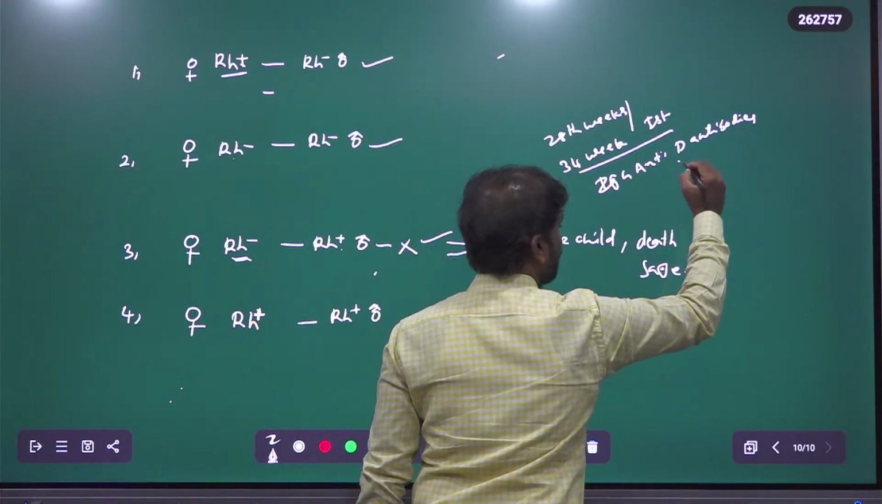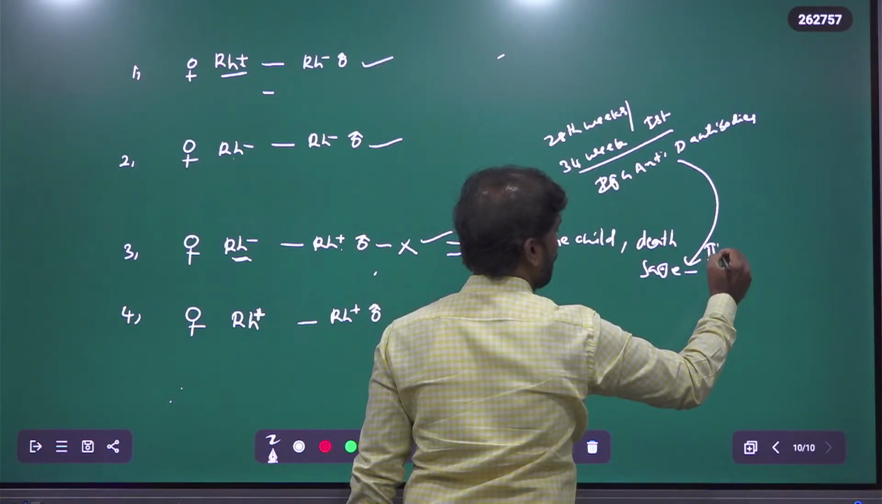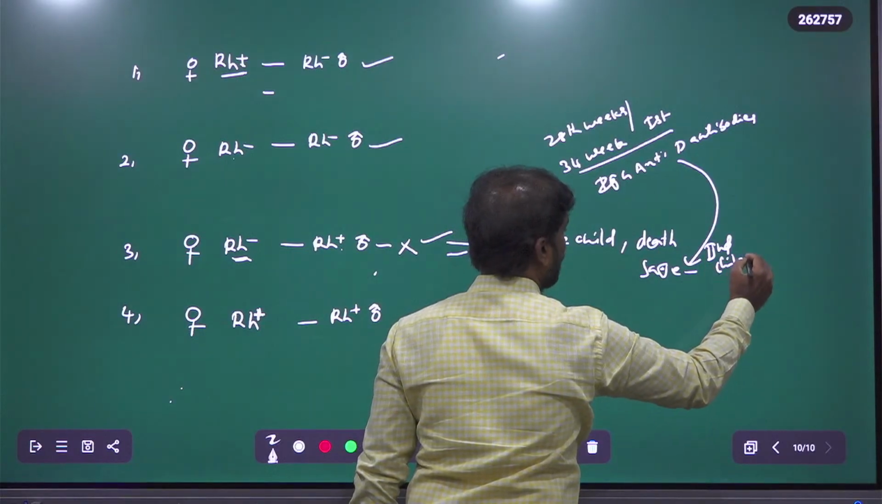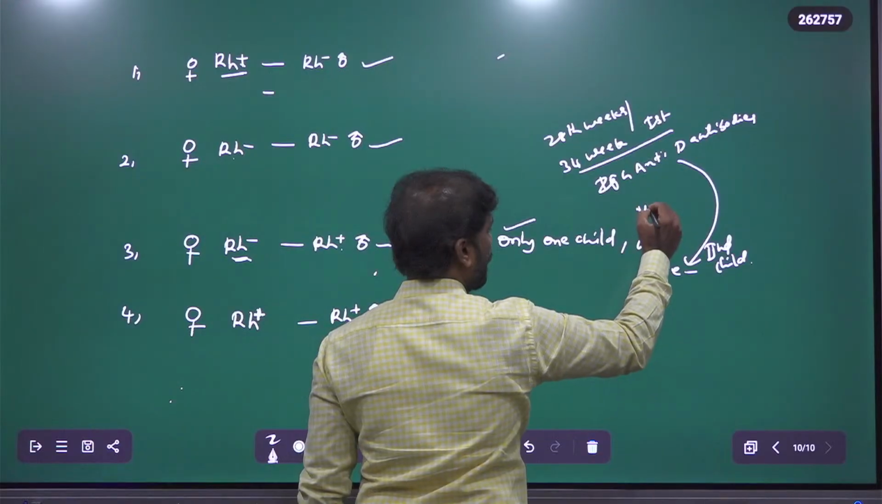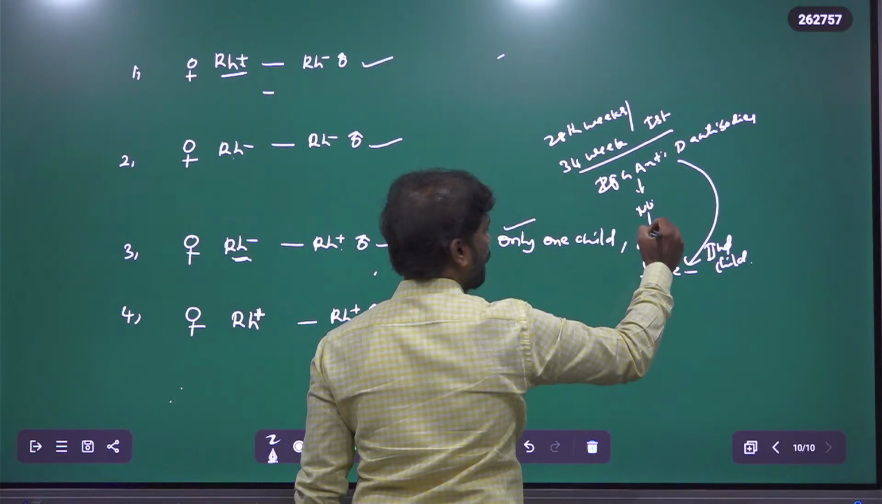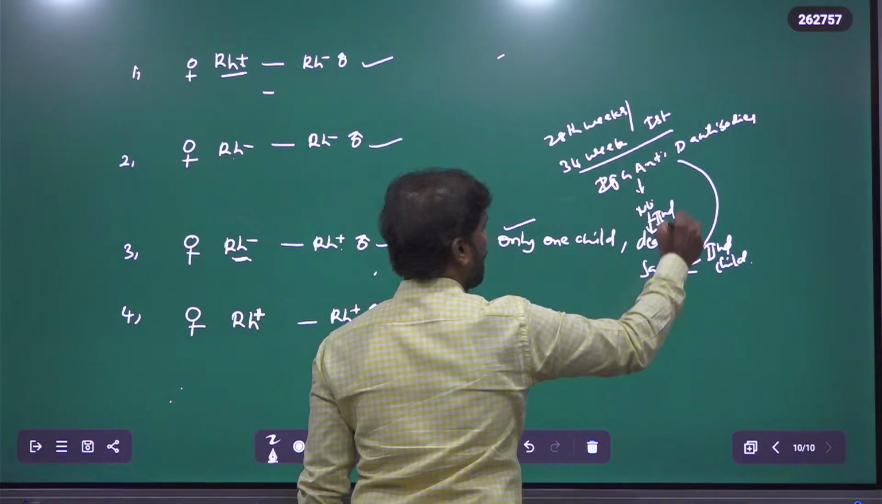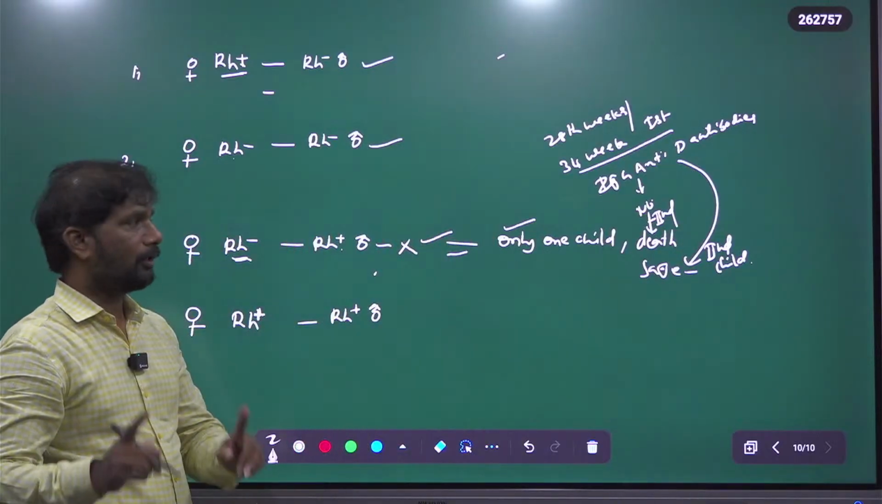That time the second child will be safe. Otherwise, without giving these antibodies, the second child will lead to death.